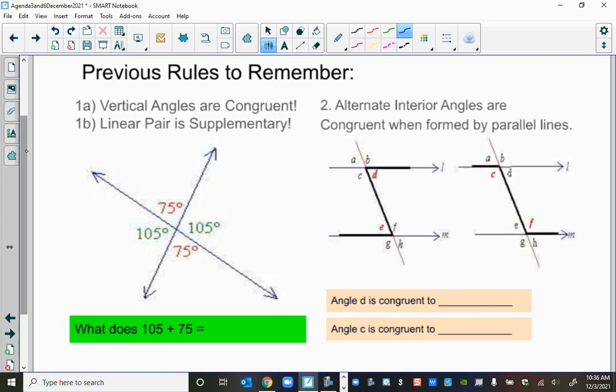Previous rules. We should know these rules. Vertical angles are congruent. We just talked about it two seconds ago. Also, linear pair is supplementary. You have your linear pair going this way, or you have it going this way. Either case, what was the sum of those two angles always add up to be? 180. So these are going to be previous tricks we're going to be using again.